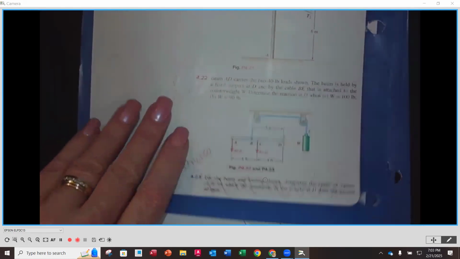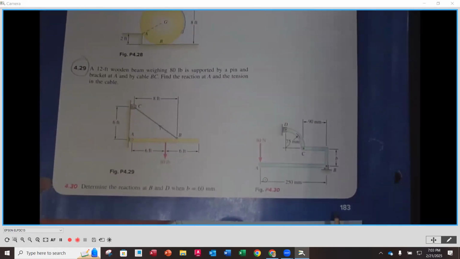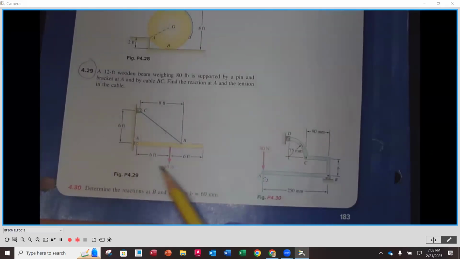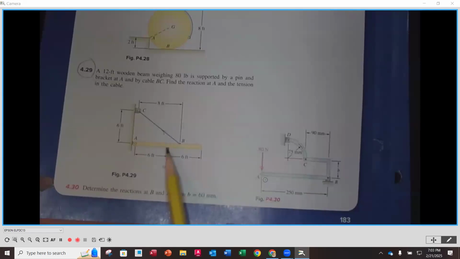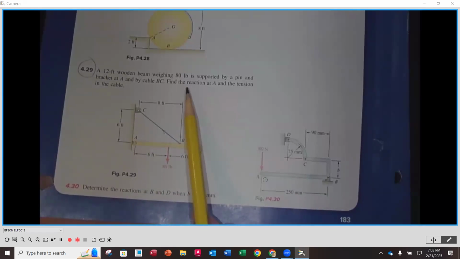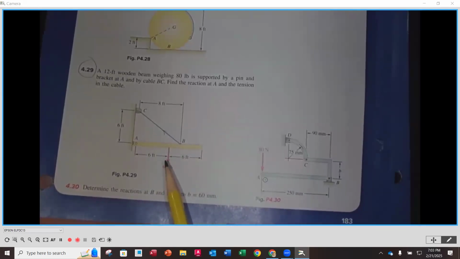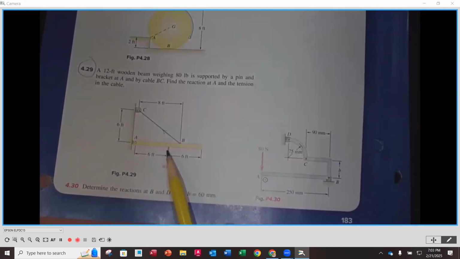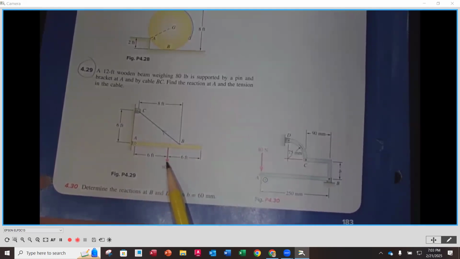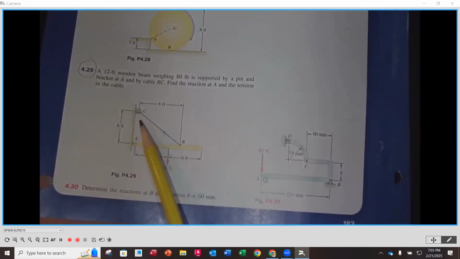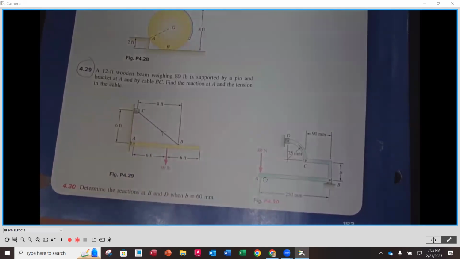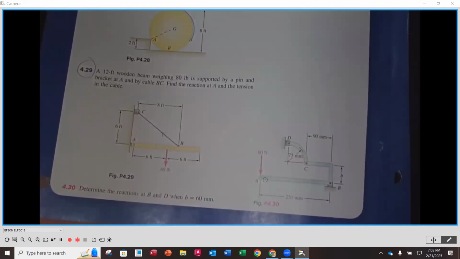And then there's 2 more. You're going to be skipping over to the next section. And on page 183 is problem number 429. Here we have a 12-foot wooden beam. It weighs 80 pounds. So they put at the geometric center 80 pounds going down. It is supported by a pin at A and a cable going along B to C. Find the reaction at A and the tension in that cable.